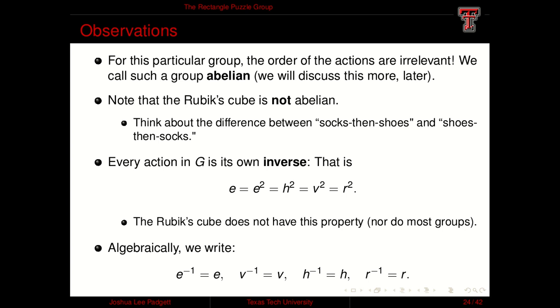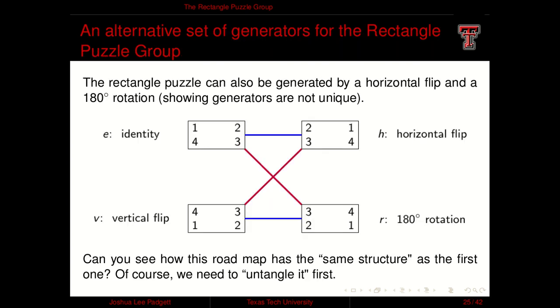So this is simply a notation that represents the line up here. Now, was there anything special about what we've chosen? No, we could have actually generated the same exact set of actions using a horizontal flip and a 180-degree rotation. What I mean is, if I were to do a horizontal flip and then a 180-degree rotation, it was equivalent to a vertical flip.